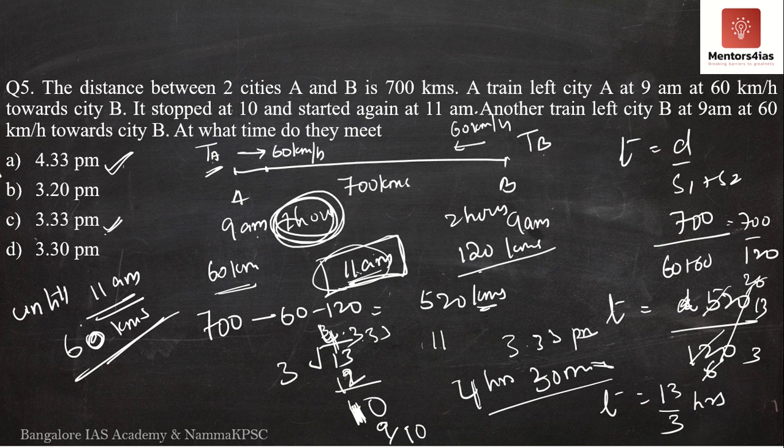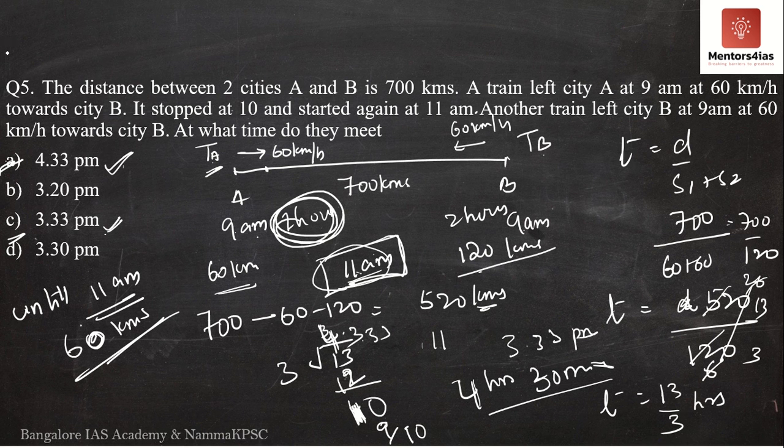Please, it is not option A, it is not option B. As soon as you get 4.33, or when you add 4.33 to 11 a.m. and get 3.33, you would mark A or C. It is not A or C, nor is it D. Actually, I will explain why.